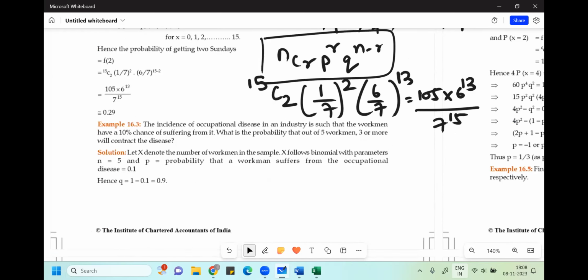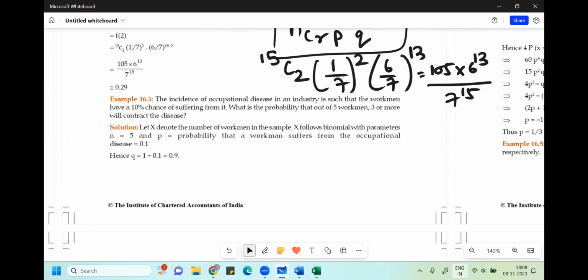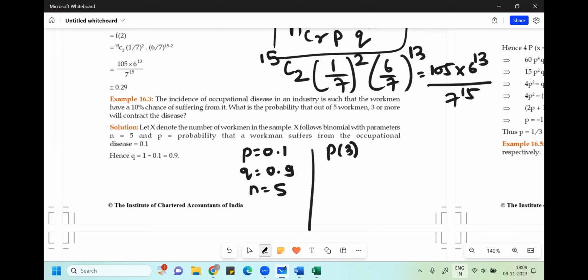And then if you see the next solved example: the incidence of an occupational disease in an industry is such that a workman has a 10% chance of suffering. So probability of success is 0.1, the failure would be 0.9. Then what is the probability that of 5 workmen, so n is 5, 3 or more contract the disease? Means they're asking you 3, 4 or 5.